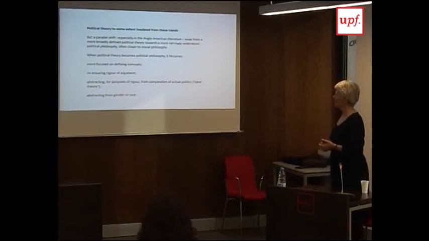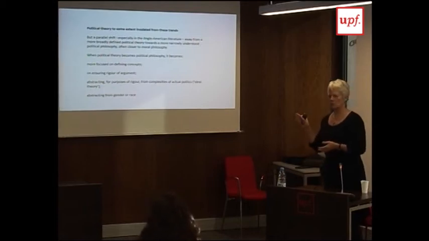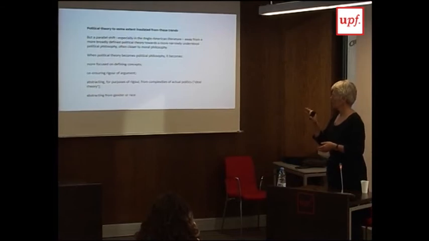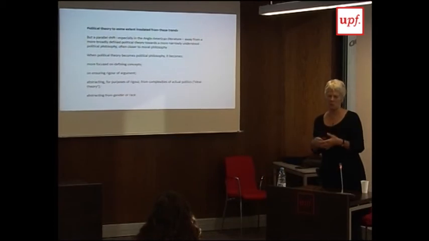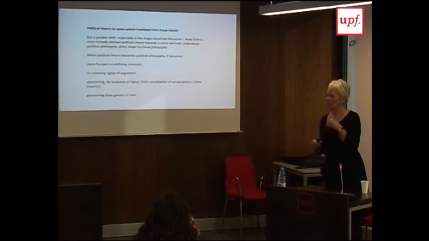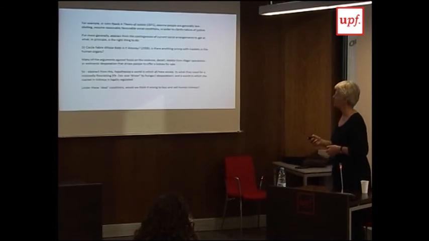But the thing that I particularly want to focus on today is the way in which what happens is increasingly an abstraction, for purposes of rigor, from the complexities of actual politics, which comes to be known in the political theory world as ideal theory, and in the process, very often, an abstraction from gender or race. If you look at classical political theorists, going back to Plato onwards, they actually talked rather more about gender than became the case in later political theory. There's been a movement towards greater abstraction.